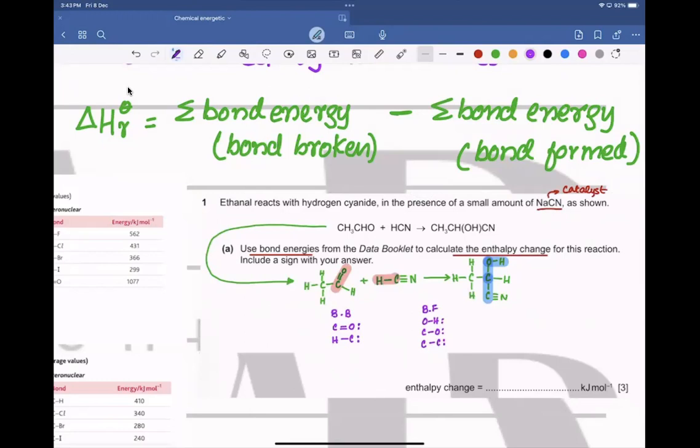If there is a bond which is present in the reactant, but not present in the product, that means that bond is broken. And if the bond is present in the product, but not in the reactant, it means this bond is formed. So the carbon oxygen single bond is not present in the reactant, but present in the product. So it means it is formed. Is this clear now? Yes, it's clear.